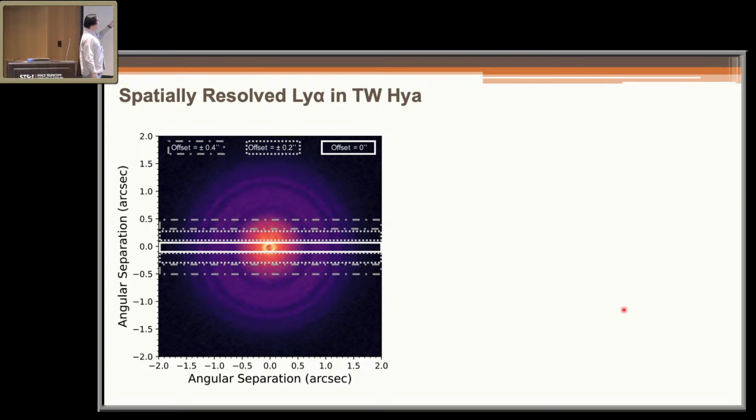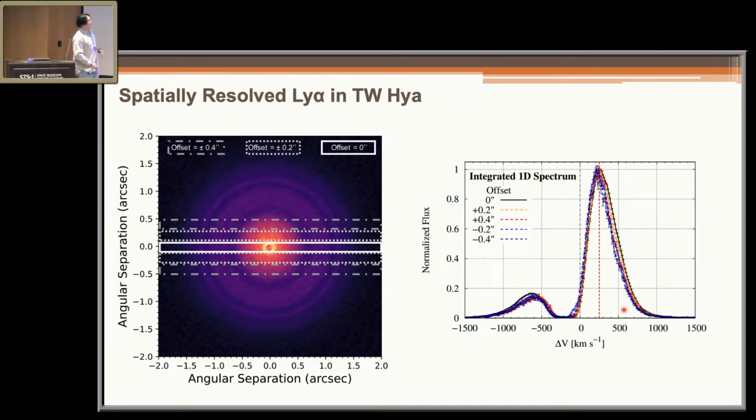We observed this target using the HST STIS slit, using five locations. This solid line is the center slit, and the other dashed and dotted lines represent off-center slits. So the observational result is here.